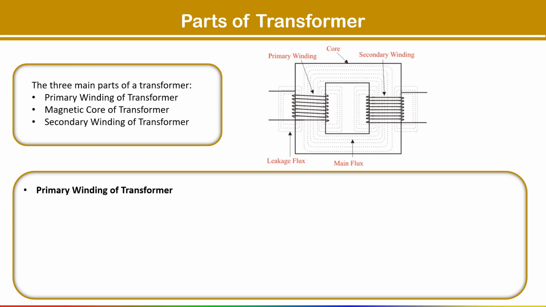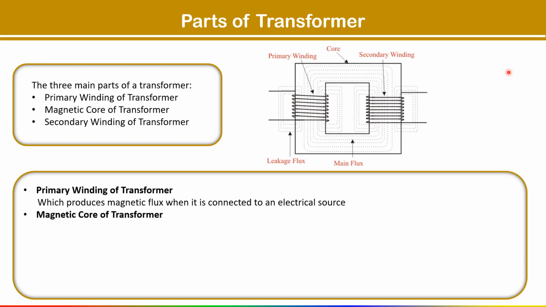Primary winding of the transformer. It is written, the primary winding produces magnetic flux when it is connected to an electrical source. So remember, the primary winding is the coil of wire connected to the input voltage. Here you can see when an alternating current flows through the primary winding, it generates a varying magnetic field. So this is the main purpose of the primary winding.